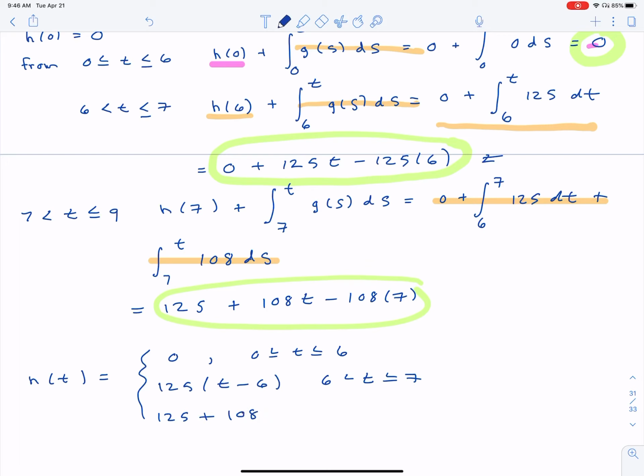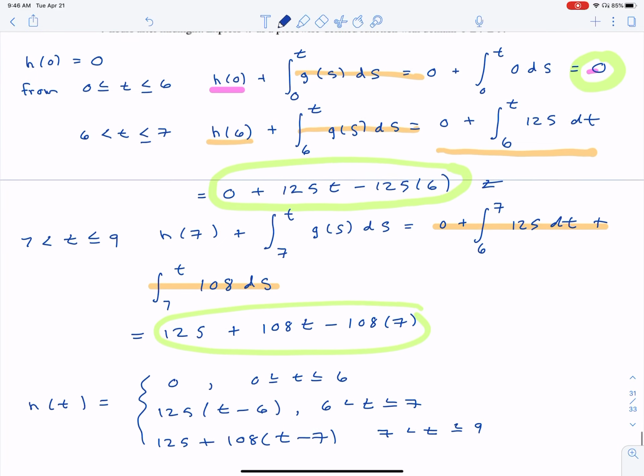And then it's going to be this last one, which is going to be 125 plus, again, I'm going to simplify this a little bit. And that's going to be from time 7 to time 9. Okay? So this was kind of a rough one. I think there's just a lot going on.